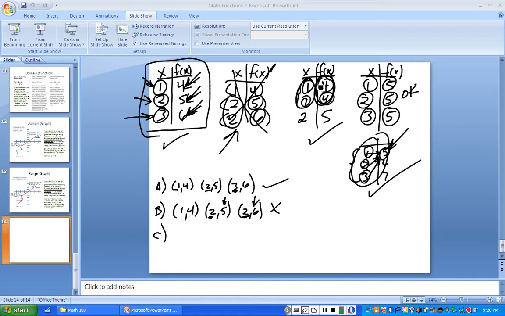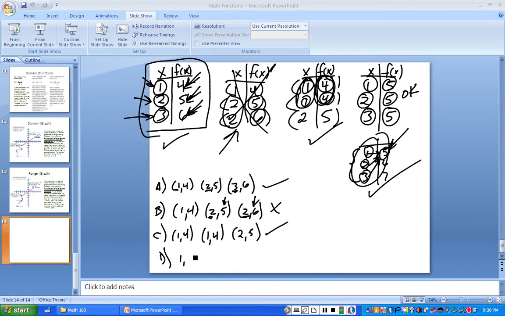Alright? C. 1, 4. 1, 4. 2, 5. Alright, here they go. 1, 4, 1, 4, 2, 5. So when I plug in 1, I get a 4. Plug in 1 again, I get a 4 again. That's fine. Plug in 2, get a 5. This is a function.